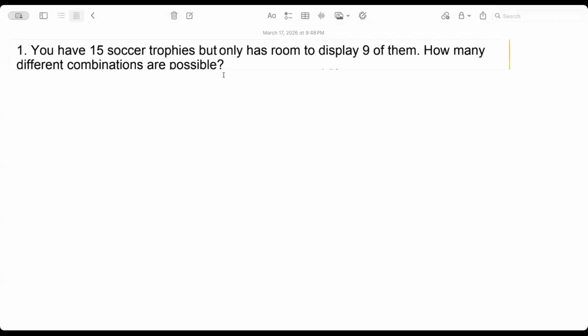Okay. Now let me ask you this. What is this, permutation or combination? If I just want to know how many different combinations are possible, your answer will be a big number. Remember guys, this is very important. They're asking for how many different combinations. What do you do for this one?